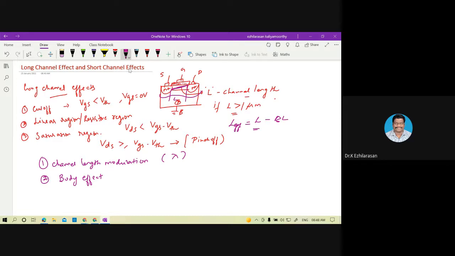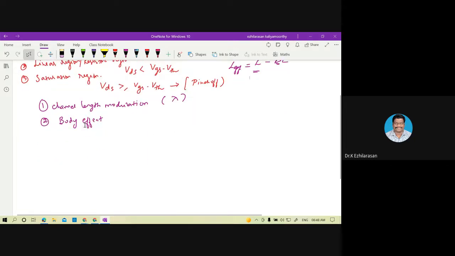Now, let us study the importance of the body effect parameter. The body effect parameter will normally be denoted as gamma. Okay, let us consider the same MOSFET. I hope you remember when you studied the MOSFET diagram. Let me put a diagram, so I think it will be more clear for you.